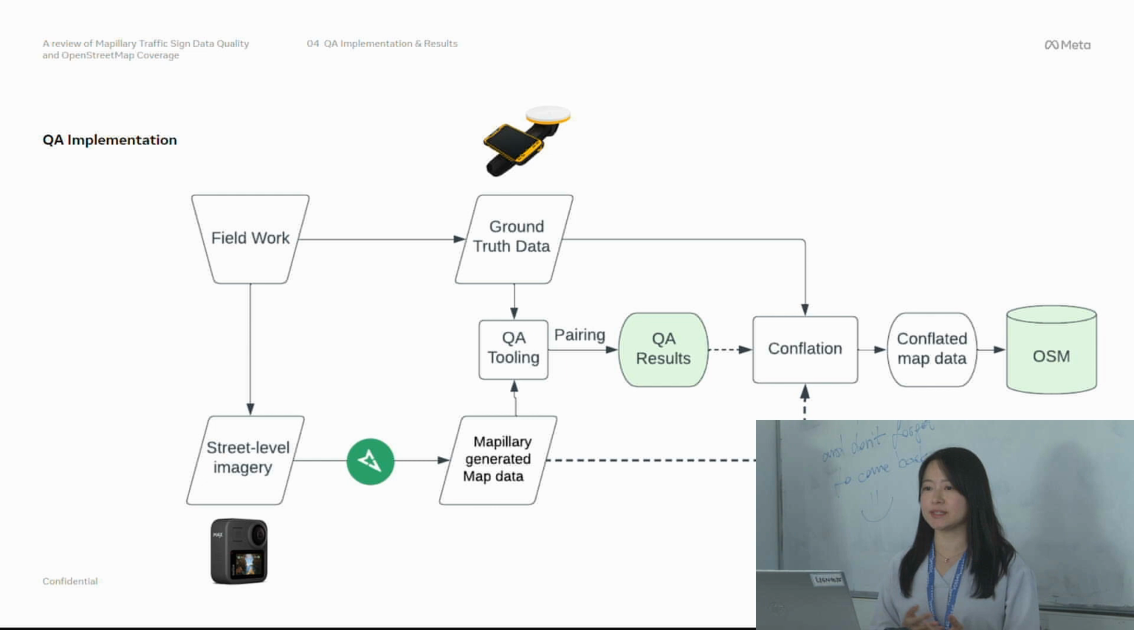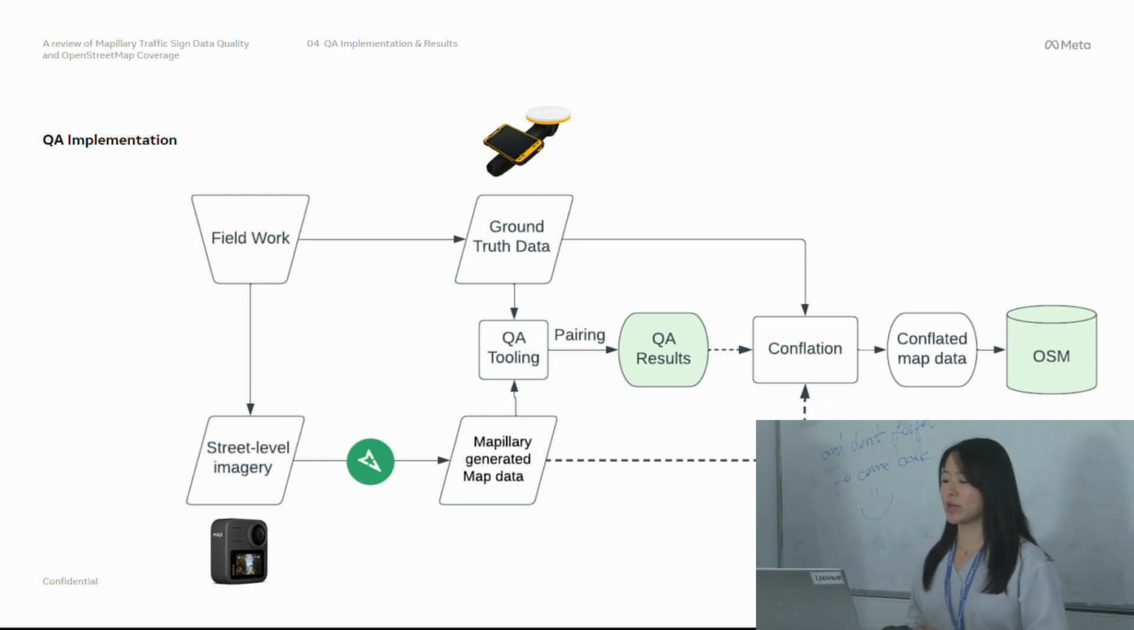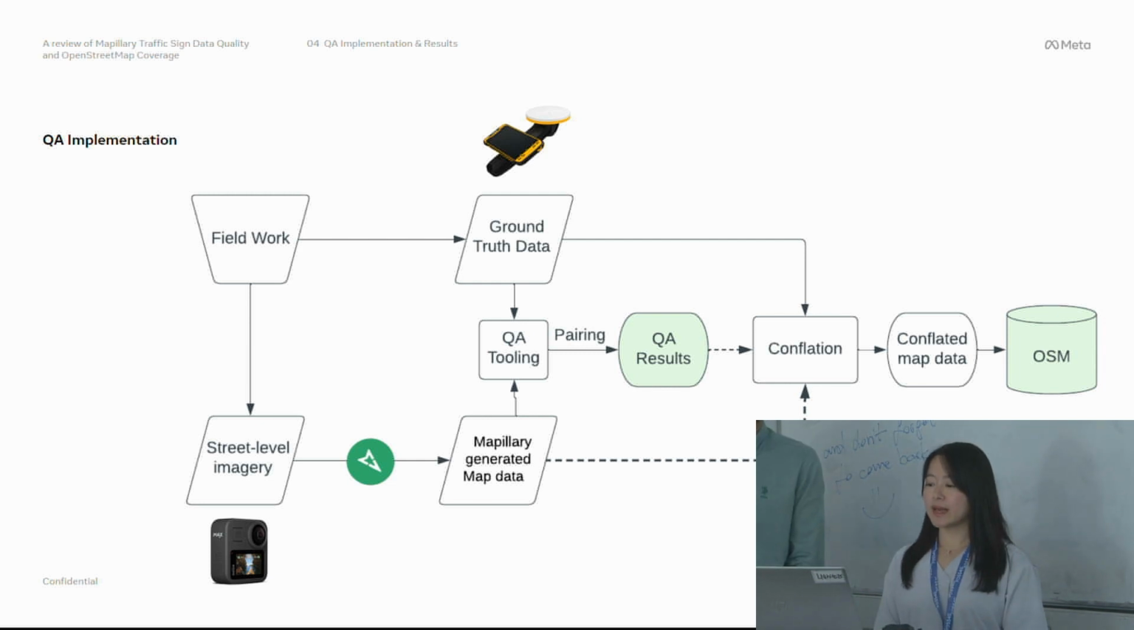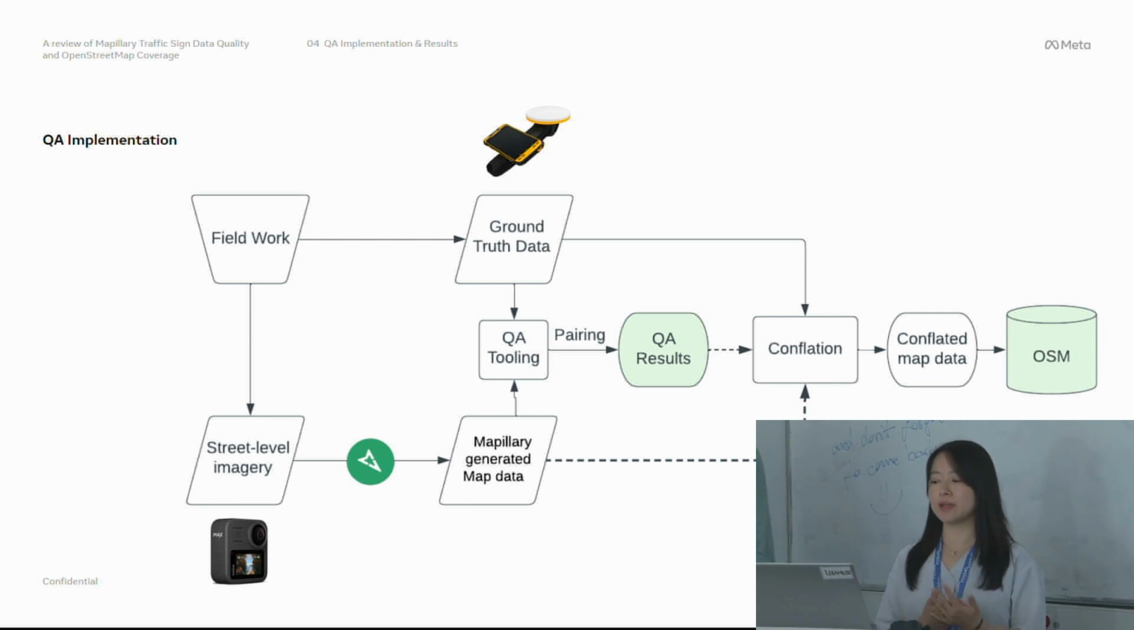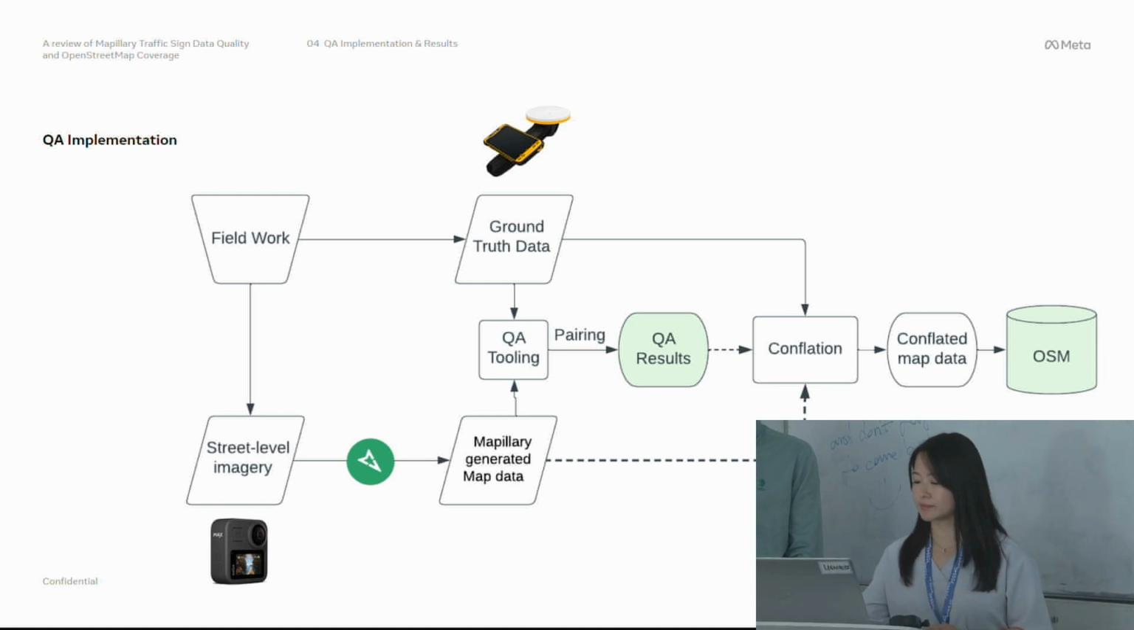We first ingest this data into the QA tooling that we also created in-house at Meta, and then do the pairing in the QA tooling. The pairing gives us the QA results for us to measure the accuracy of the Mapillary generated data. After that, we do conflation among the ground truth data, the Mapillary generated data, and OSM data. And then we push the completed data to OSM. So that's the implementation workflow.